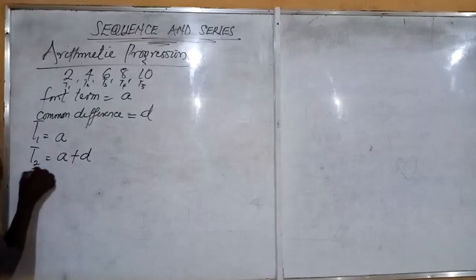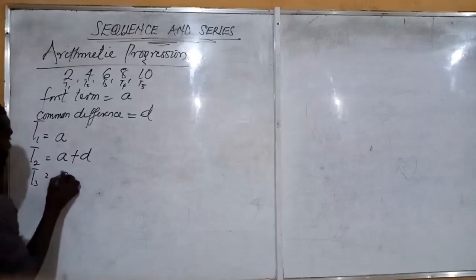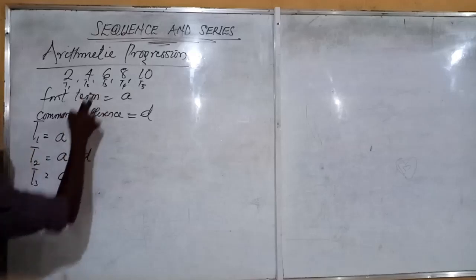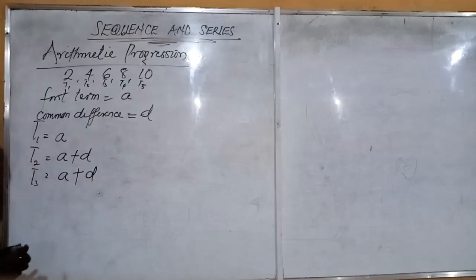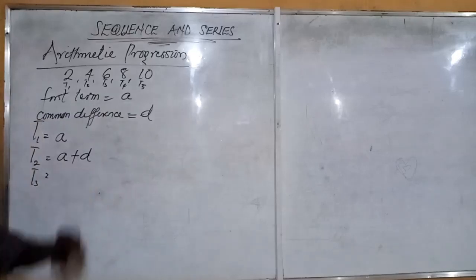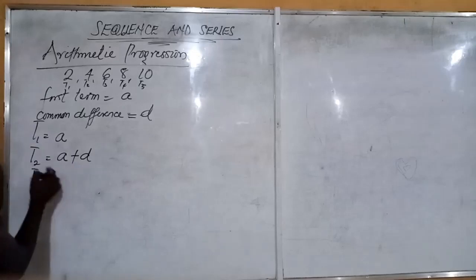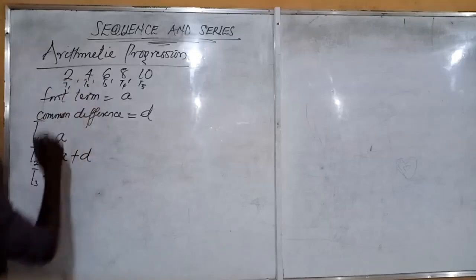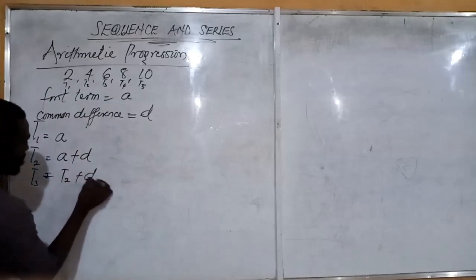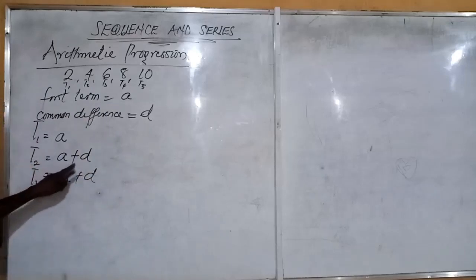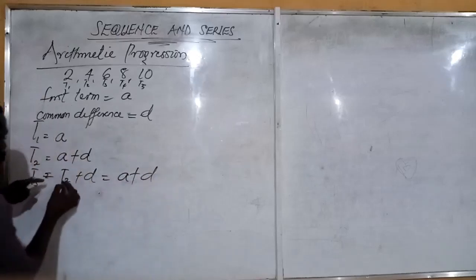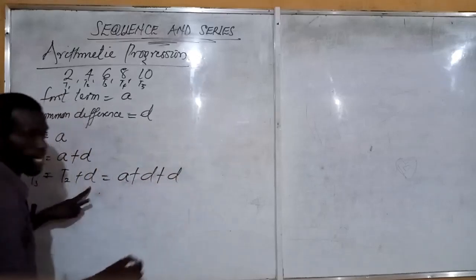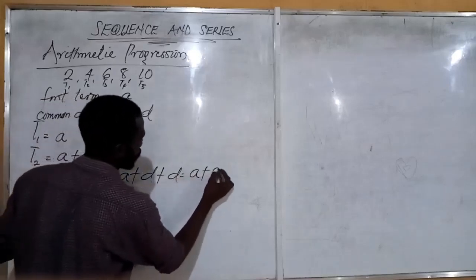Now, how did we get T3? T3 was gotten by A plus D. Now, A plus D was T2, isn't it? So we can simply say we got T3 by adding D to T2. So that is T2 plus D. But remember that T2 is A plus D, so it becomes A plus D plus D, and that becomes A plus 2D.